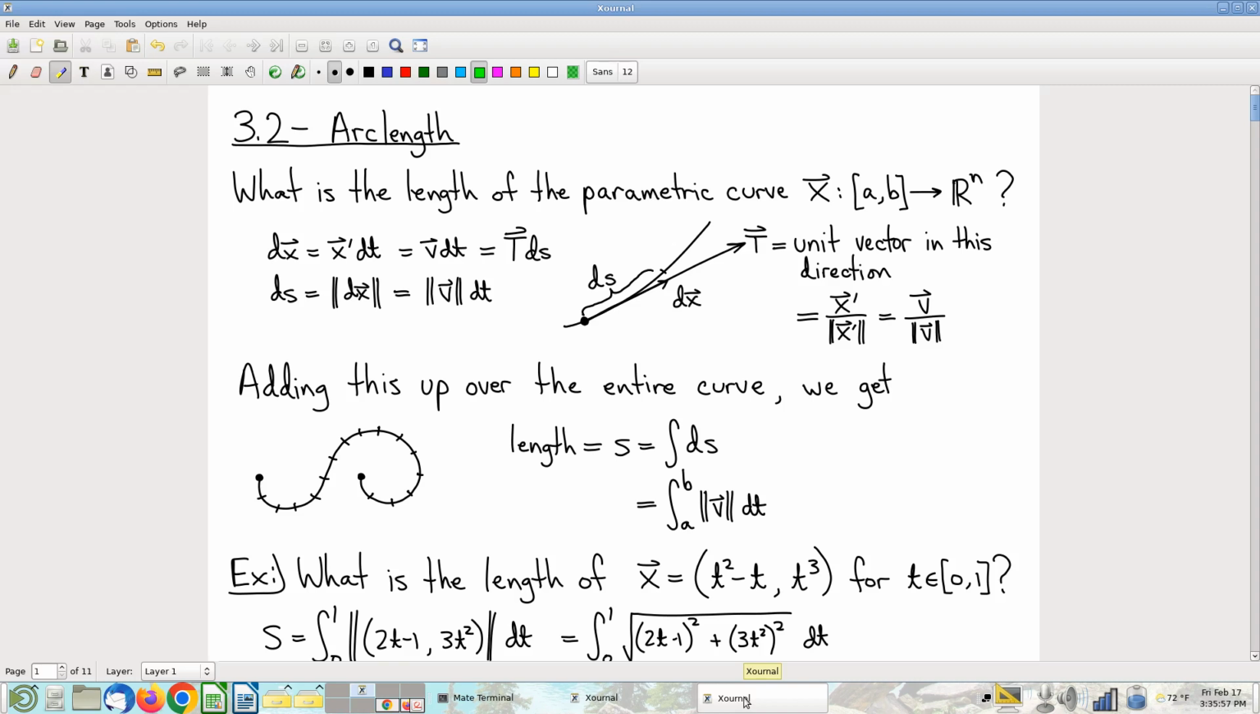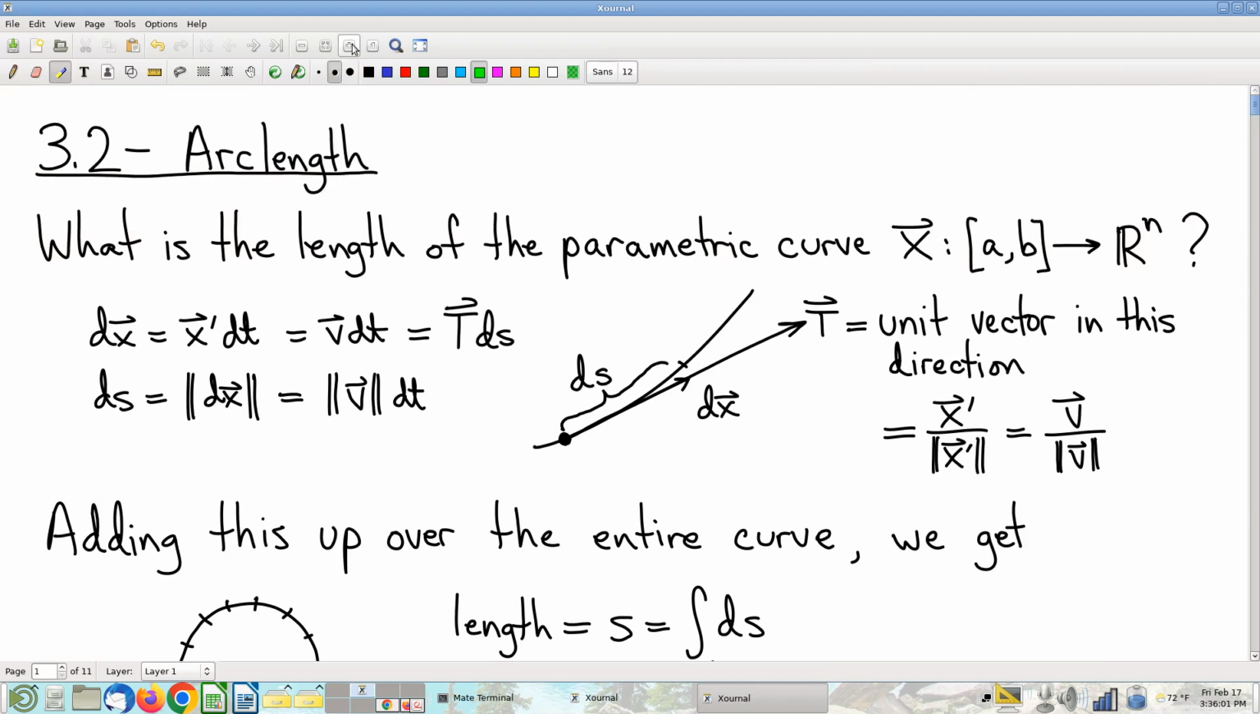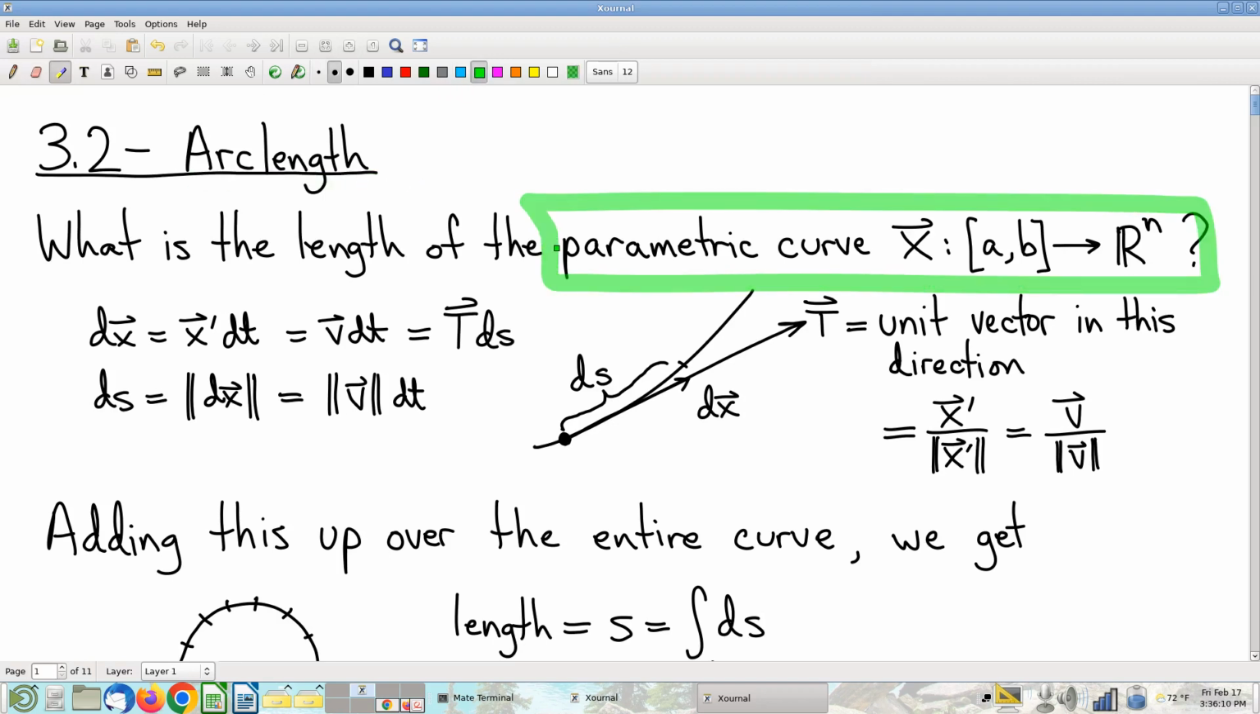So, how do I compute the length of a parametric curve? Okay, so what we call arc length. So given a parametric curve, how long is that total parametric curve?